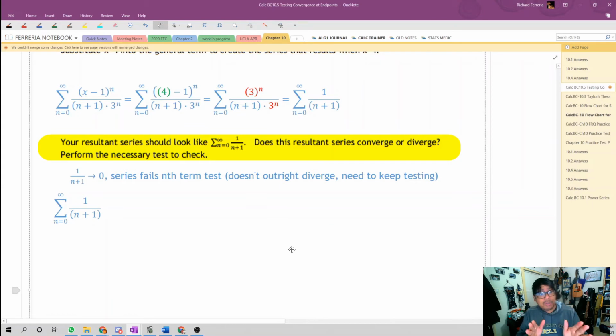Okay, back to the series. 1 over n plus 1, only polynomial pieces to it, so we're going to look for the closest p-series to it and use the LCT test.